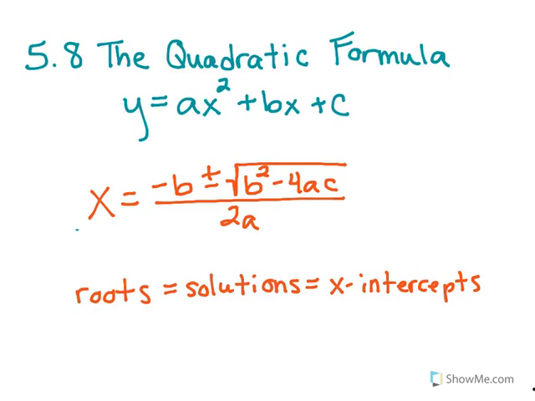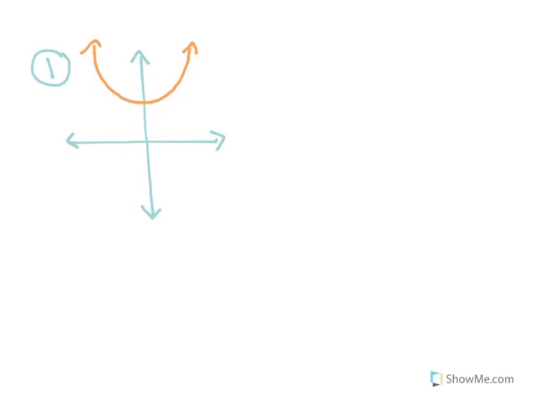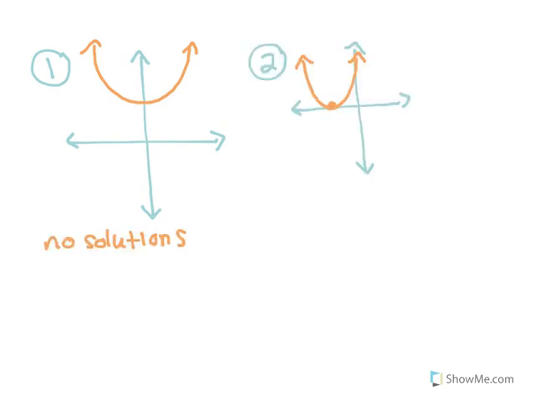So all quadratic functions have one of three possibilities for their solutions. The first one is when a quadratic function doesn't touch the x-axis at all. As you notice, this orange parabola is above the x-axis and is all positive. Therefore, I will have no solutions.